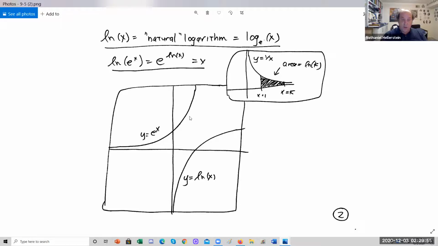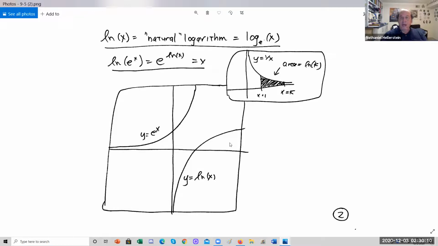Starts small, gets big. Flip it through the diagonal, get this graph here, ln of x. It goes to infinity near 0. At 1, it equals 0. At e, it equals 1, and so on.